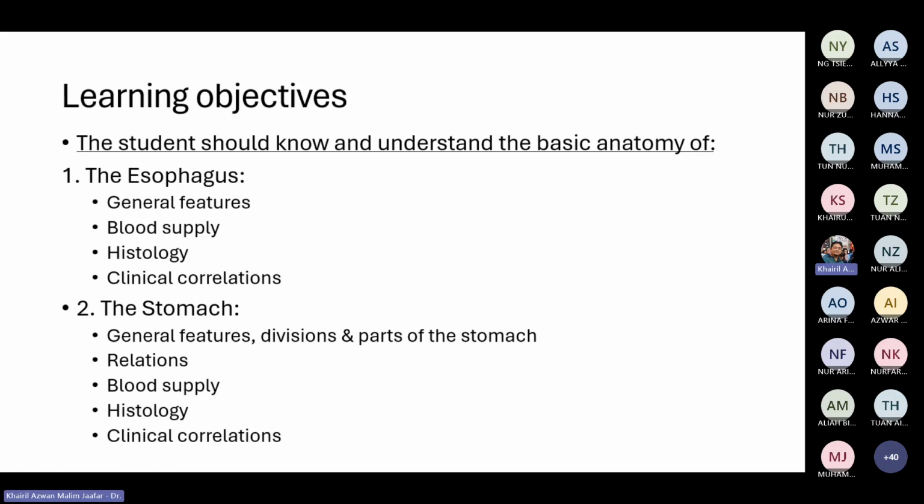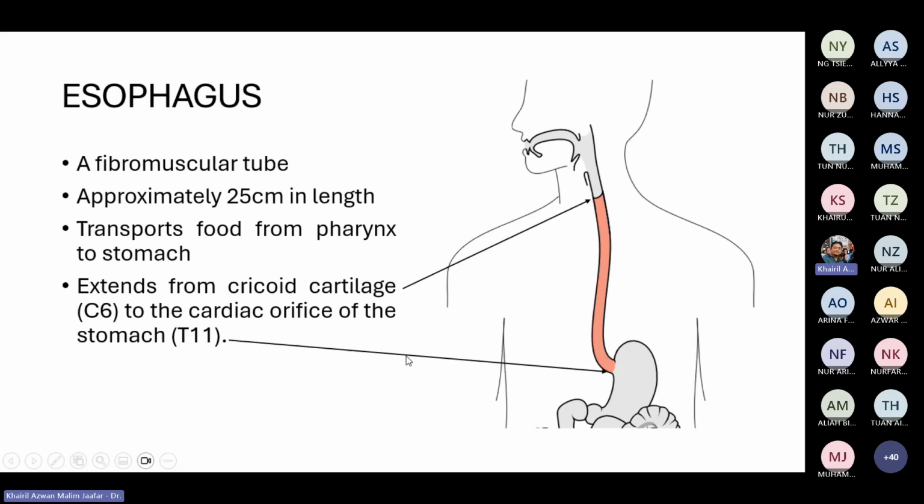Okay, so we just take a look, in general, at what is important, or which part of the notes or the subject that you have to focus on. So this is the learning objectives. For the esophagus, you have to know the general features, blood supply, histology, and clinical correlations. Also for the stomach, it's the same.